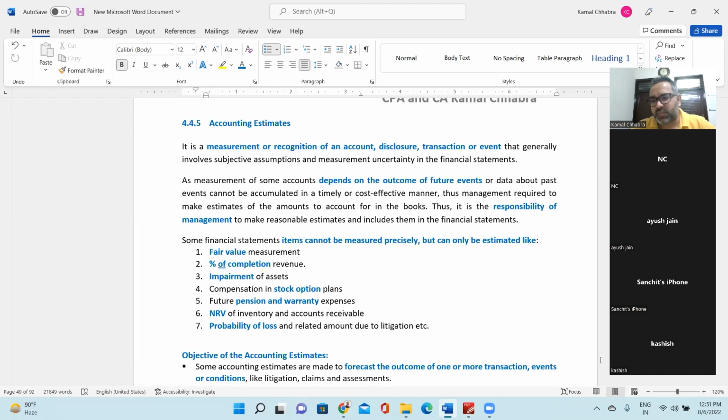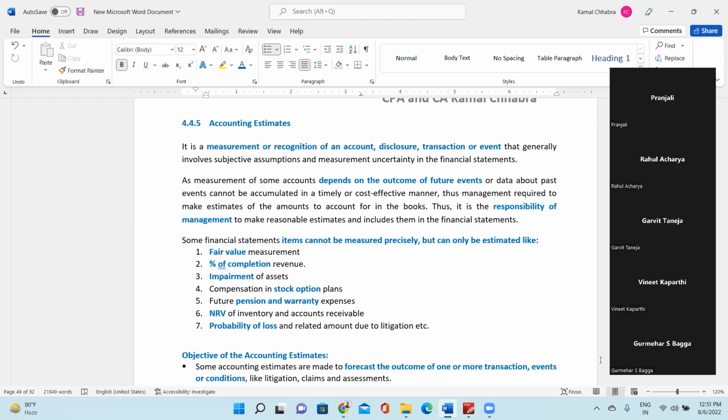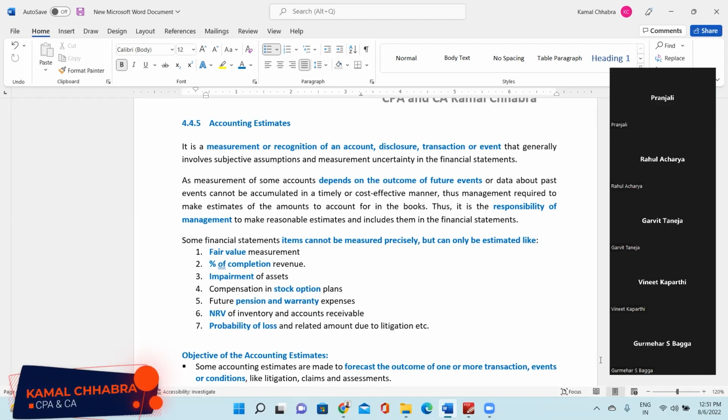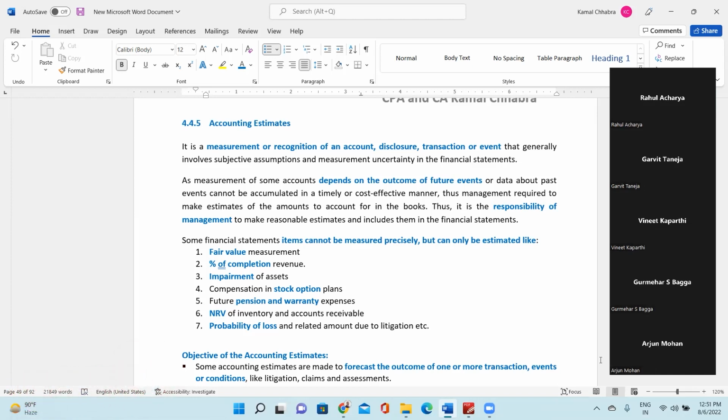Okay, anyone else would like to add? Kashish, you were saying something. In financial instruments, we use fair value level 1, level 2. Those are also estimates. I was getting confused whether it is an accounting policy change or not. Cool. Anyone else would like to add? Rahul, Garvit, Gurmehar, Anjali, Vineet, Arjun.